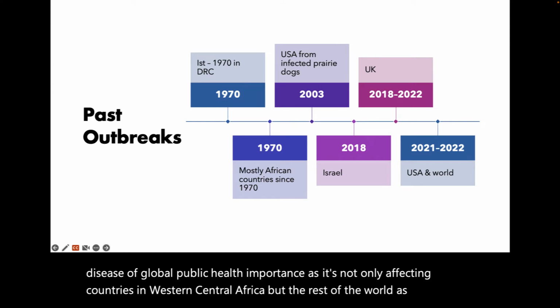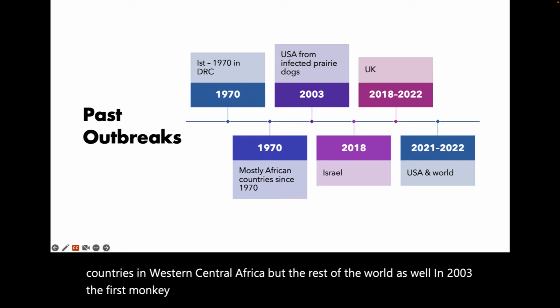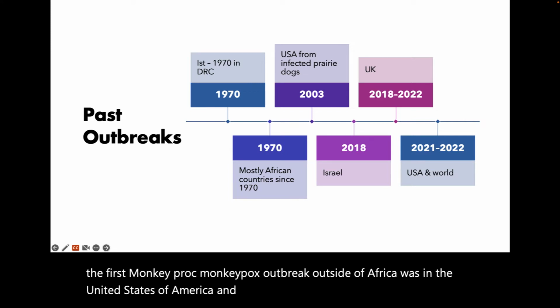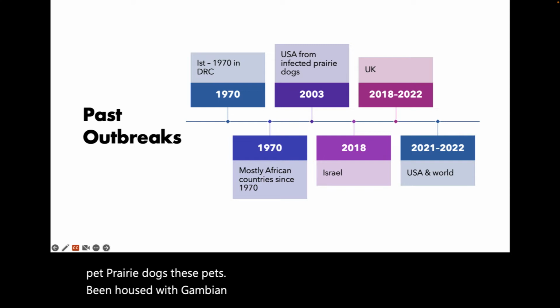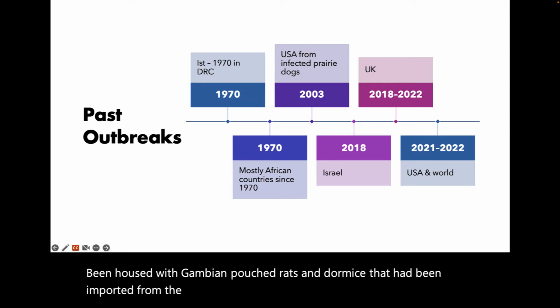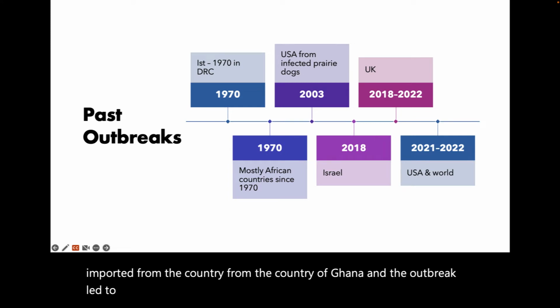In 2003, the first monkeypox outbreak outside of Africa was in the United States of America, and it was linked to contact with infected pet prairie dogs. These pets had been housed with Gambian pouch rats and dormice that had been imported from the country of Ghana, and the outbreak led to over 70 cases of monkeypox in the U.S.